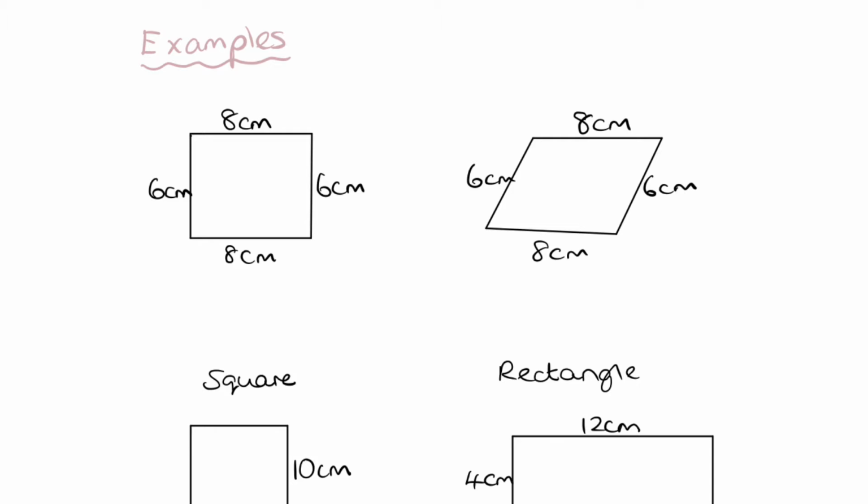Okay, so the first one. We can see we've got all the lengths of the sides labelled on this shape, so all we're going to need to do is add them up. So we're going to write down what it is we're adding. So P for perimeter equals, I'm going to start here. So we're going to do 8, and I'm going to go this way around the shape, all the way around like that. So we're going to do 8, add 6, add 8, add 6.